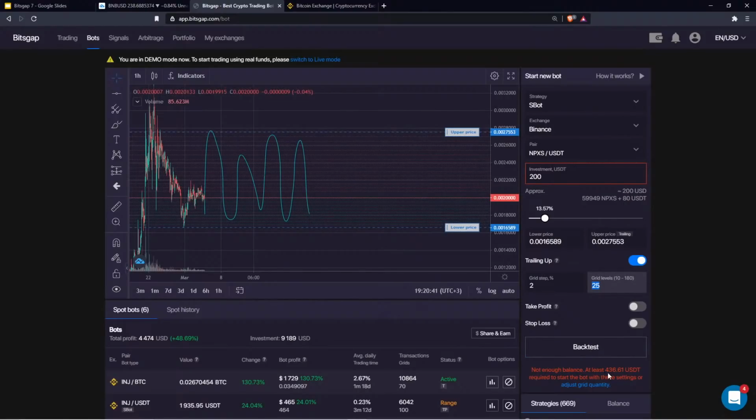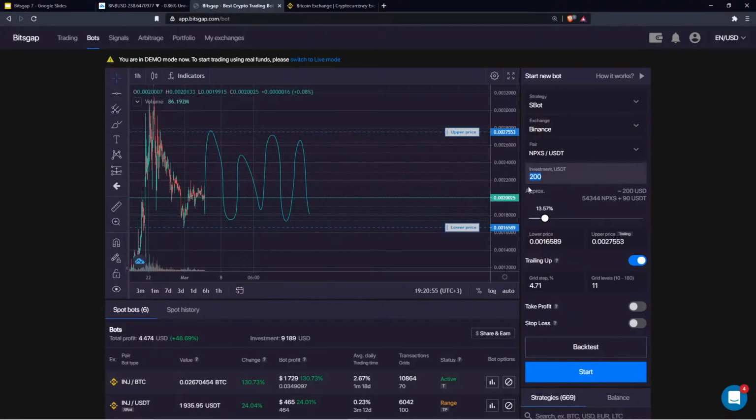You see it's clearly not enough, because you must have 436 to launch the bot. You can either adjust the grid quantity just by clicking on this button over here. If you want to stick with the initial investment of 200 USDT, then in order to launch the bot, you must have 11 grid levels. That's the maximum that you can afford for the investment worth 200.